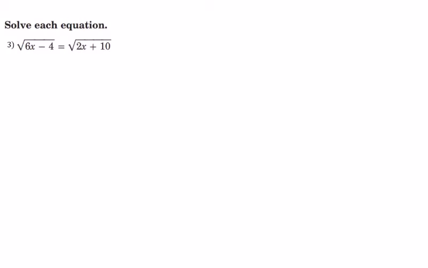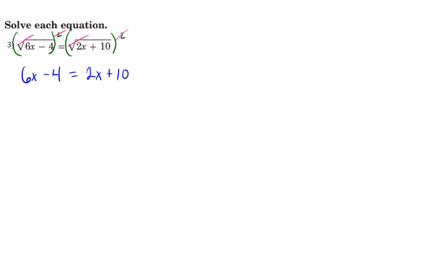And since these are square roots, we have an invisible 2 here and here, right? So that means we can raise both sides to the second power, or square both sides, in other words. And so the square and the square root cancel out, and we end up with 6x minus 4 equals 2x plus 10.